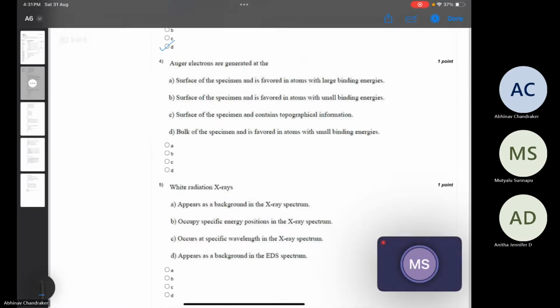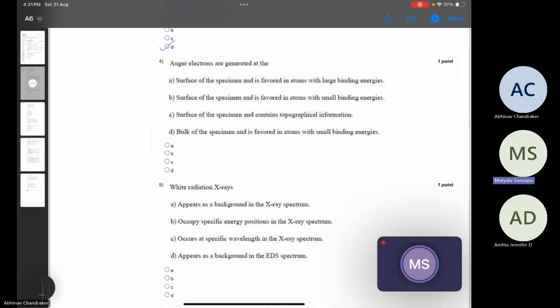Now, Auger electrons, fourth question. You can attempt this. Auger electrons are generated at the surface of the specimen and are favored in atoms with large binding energies. Surface of the specimen and favored in atoms with small binding energies. Surface of the specimen and contain topographical information. Bulk of the specimen and favored in atoms with small binding energies.